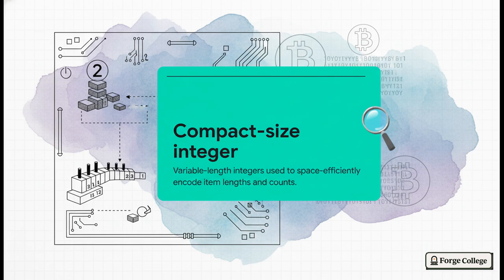Instead of using a massive, fixed amount of bytes just to say something simple like, "I have 2 items in the stack," Bitcoin uses variable length integers to encode item lengths and counts dynamically. It's essentially a space-efficient tally counter built right into our blueprint.